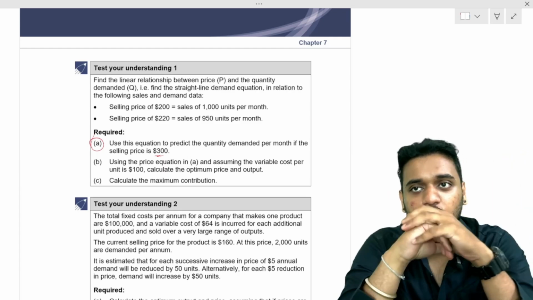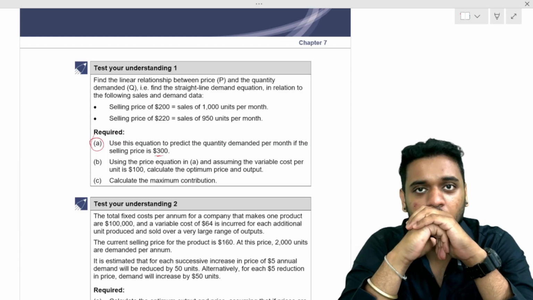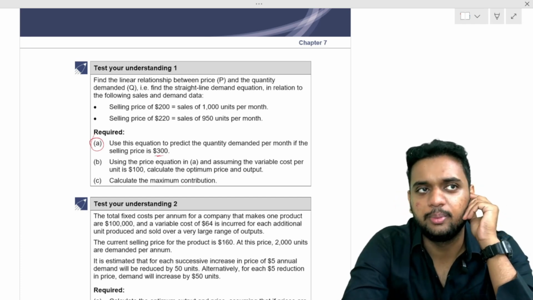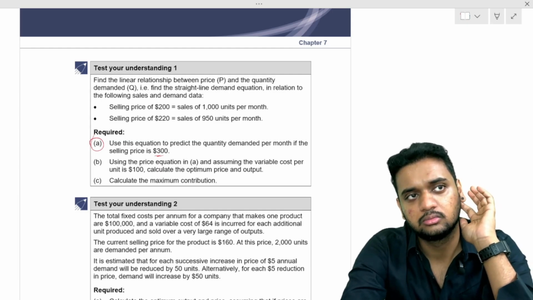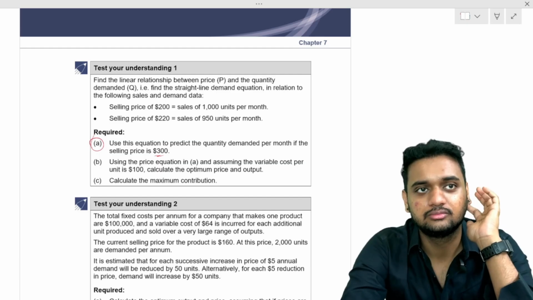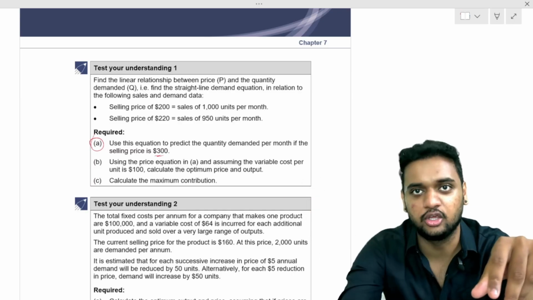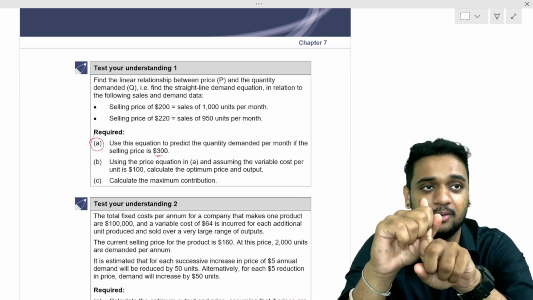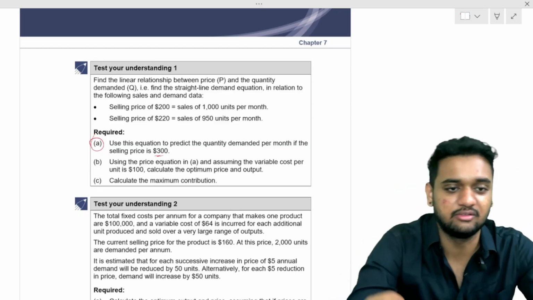Listen to me. What can we do in this question? Think and tell me. A we have to find out. P we have. A we have to find out, and B also we have to find out. P, A, B. Only if you find these 3 can we find Q. So first we will proceed with our first step. What is the first step? The linear relationship between P and Q, that equation we have to find out.